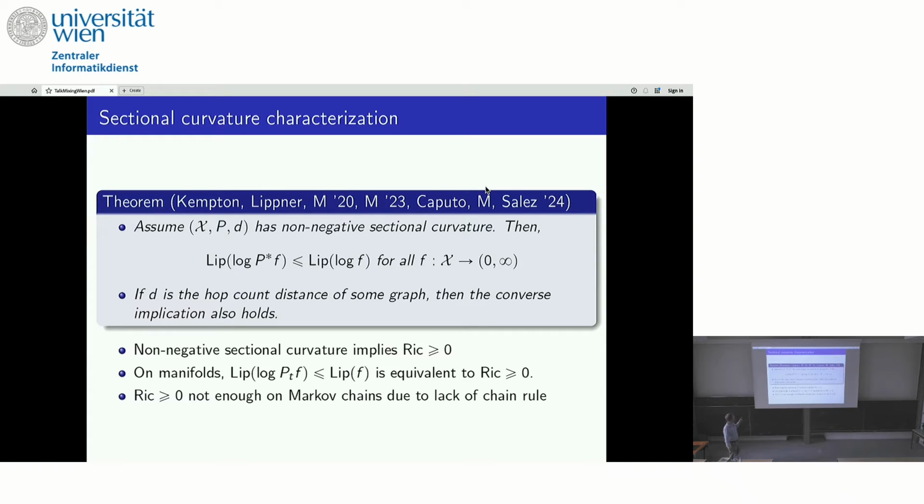Interestingly, if we have the hop count distance, we also get the converse direction, and there's a discrepancy to the manifold case, namely that in manifolds, this Lipschitz decay also characterizes non-negative Ricci curvature. The problem why this isn't true in the discrete case is the lack of the chain rule for the Laplacian, for the gradient, which is a leading problem in the discrete setting: for many calculations you would like to have a chain rule, but it's just not true in the discrete case, and for describing curvature, the approximations are not good enough.